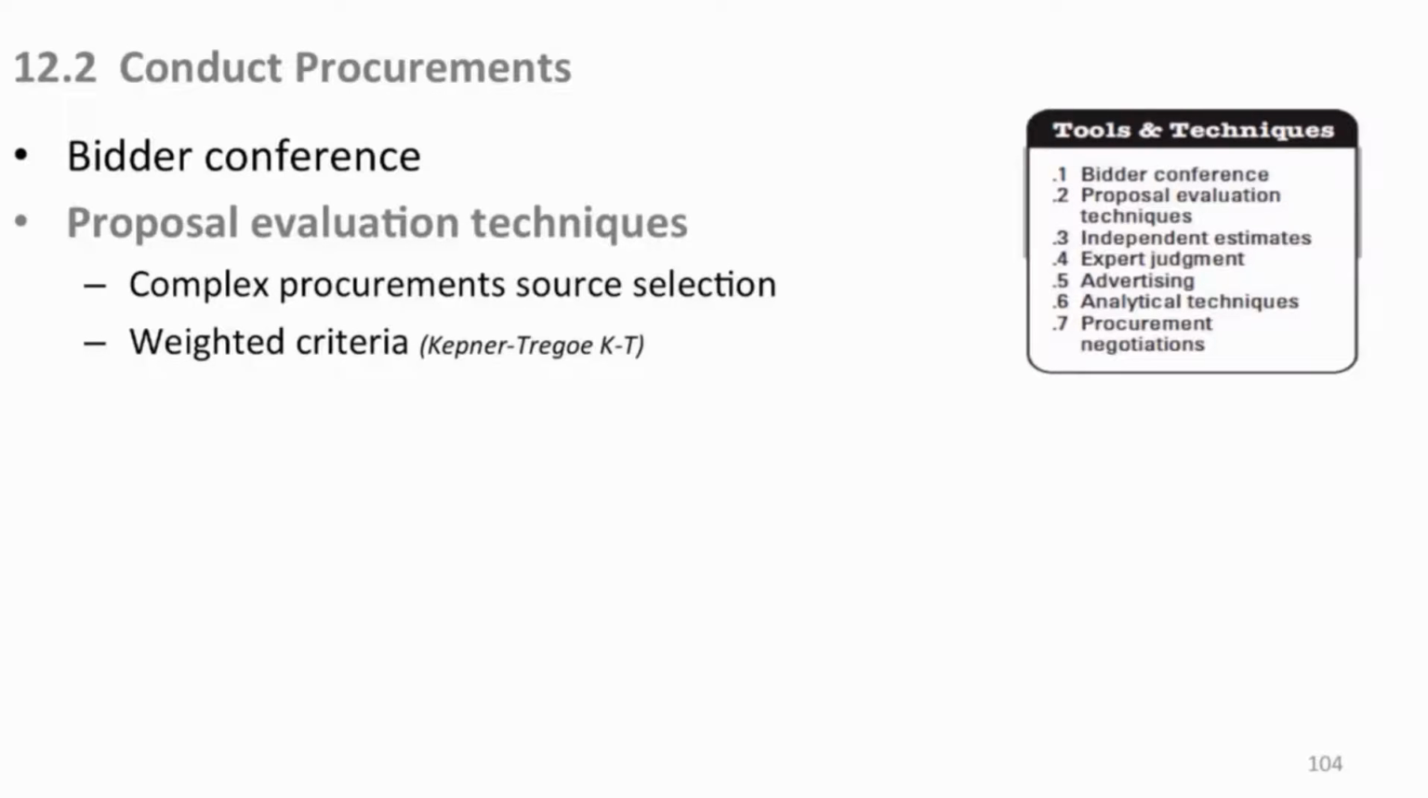Complex procurements have a different set of techniques than very simple ones. In fact, for a simple bill of materials for valves and piping, you may not even have a bidder conference. You just get their bids in and see who's the low bid. If they meet your spec, you buy it. I mean, a valve is a valve, basically.